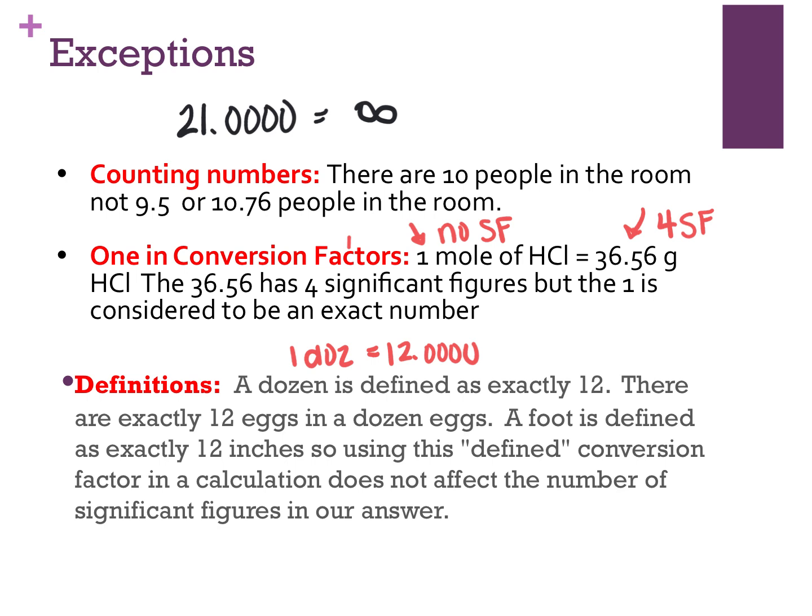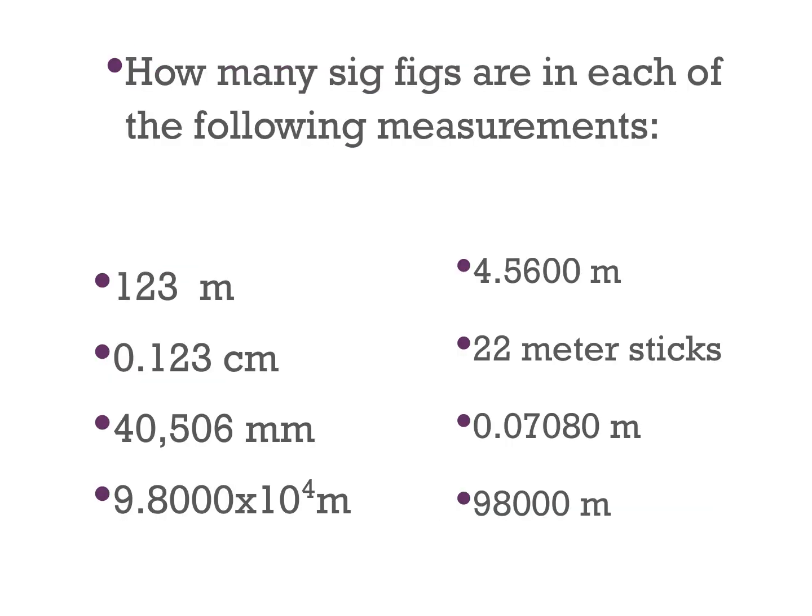Okay. Another example we'll use is a foot is always how many inches? 12. Okay. So any sort of definitions, we don't factor in and count them for sig figs. Okay. So now we're going to practice. We're just going to look at each of these numbers, and we're going to count the number of sig figs.